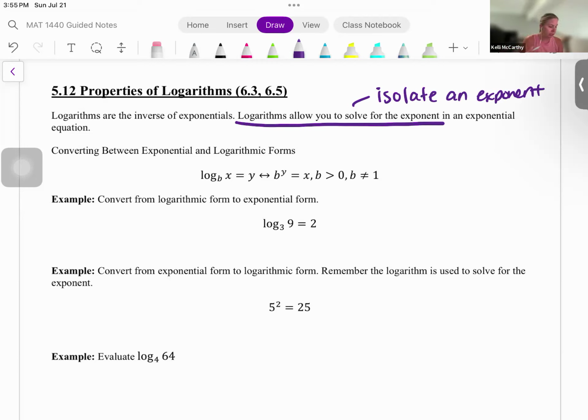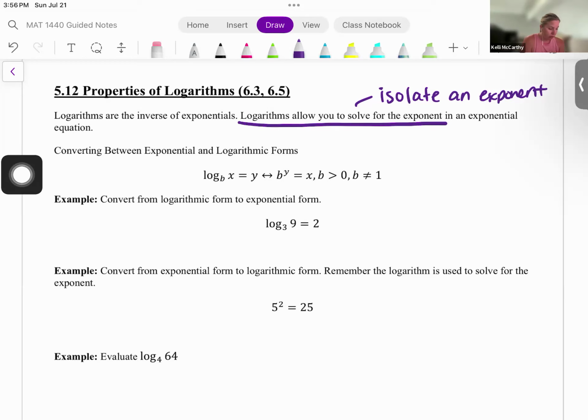So converting between exponential and logarithmic forms, if I've got log base b of x is equal to y, that's equivalent to b to the y equals x. So notice if I consider my exponential form b to the y equals x, that exponent is y, and in my logarithmic form, that's what's isolated. y is by itself. For logarithms, the base b has to be greater than 0 and b cannot equal 1. These are the same rules that we have for the base of our exponential expression as well.